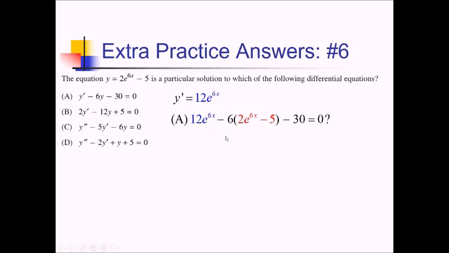So let's start simplifying here. This is algebra at this point. So we still have 12e to the 6x minus 12e to the 6x plus 30 if I distribute. And then we had the minus 30 and the equals 0. So these e to the 6x terms are going to cancel. So are the 30s. So that does come out the same on both sides. So that shows that this equation is indeed a particular solution for choice A. And that means, just the nature of these multiple choice questions, it's not going to work for anything else. So let's pick choice A.